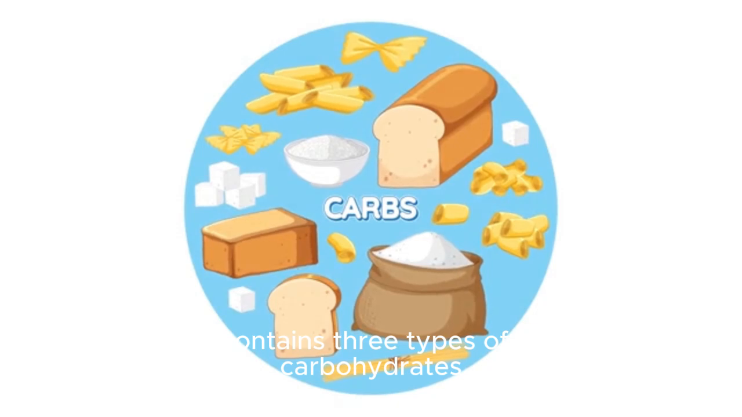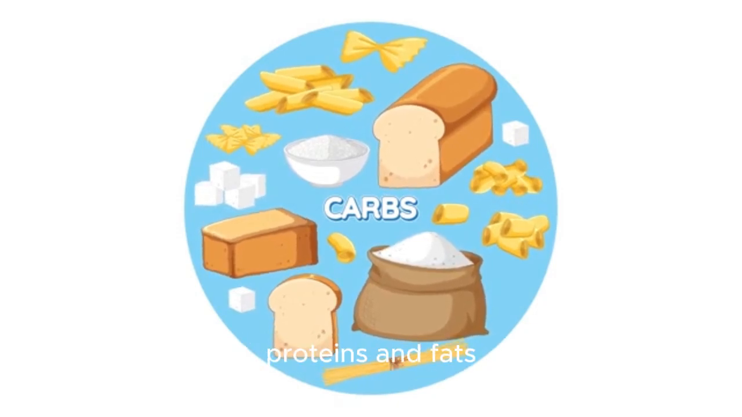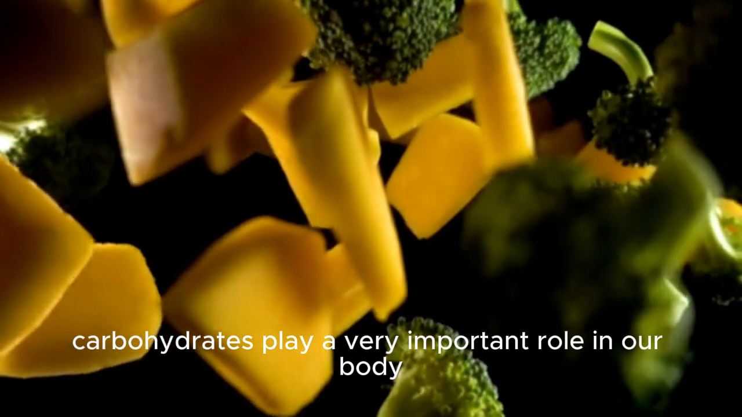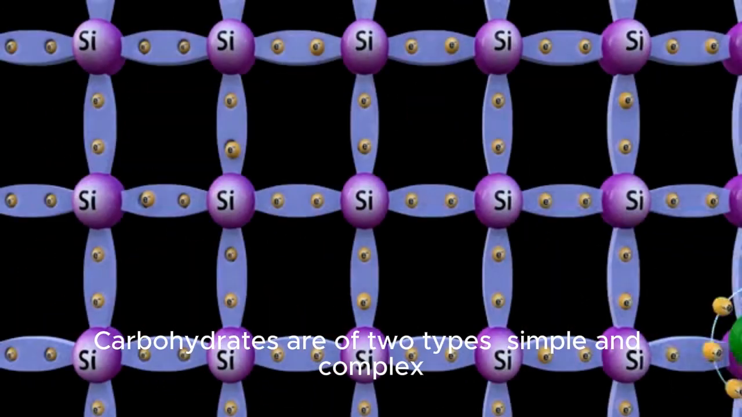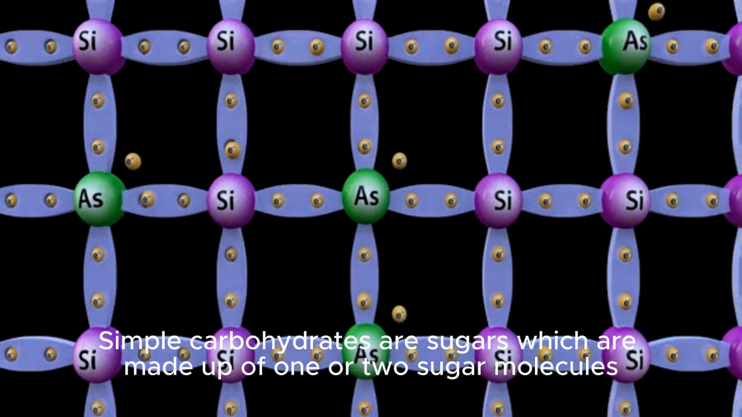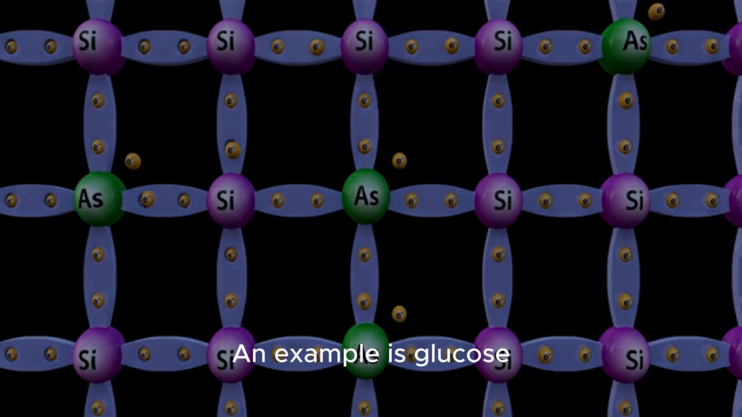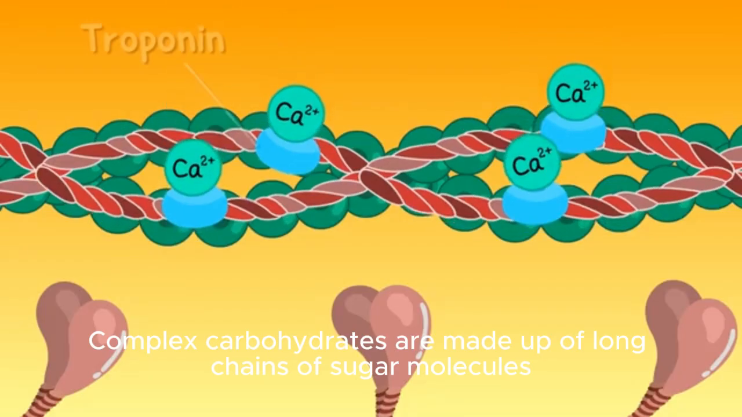Our food contains three types of nutrients: carbohydrates, proteins, and fats. Among these nutrients, carbohydrates play a very important role in our body. Carbohydrates are of two types, simple and complex. Simple carbohydrates are sugars which are made up of one or two sugar molecules. An example is glucose. Complex carbohydrates are made up of long chains of sugar molecules.